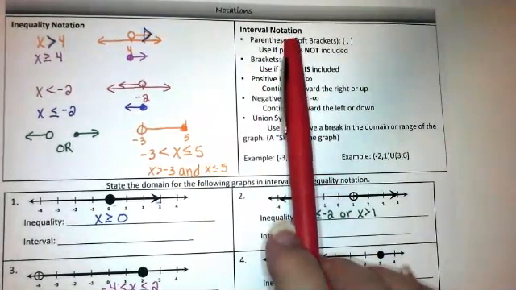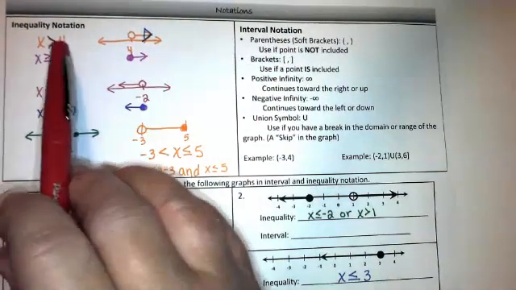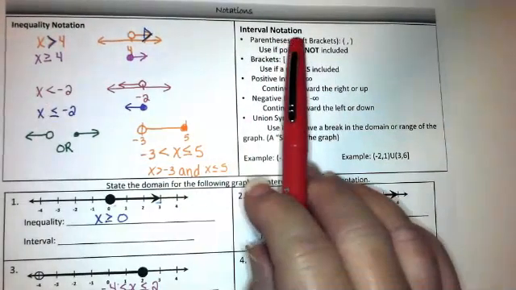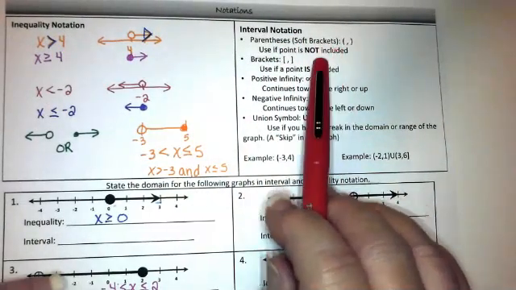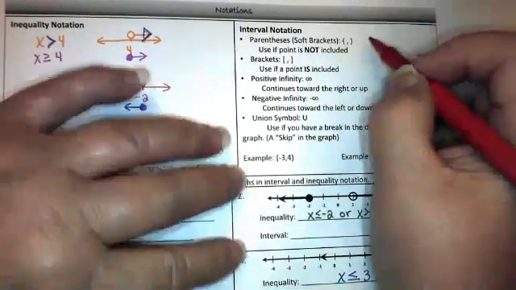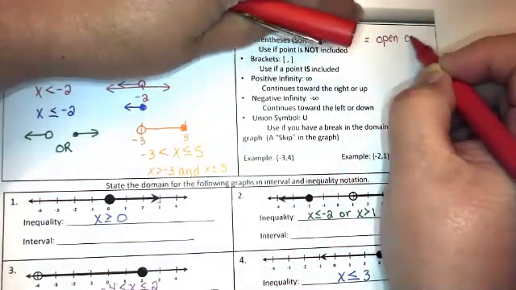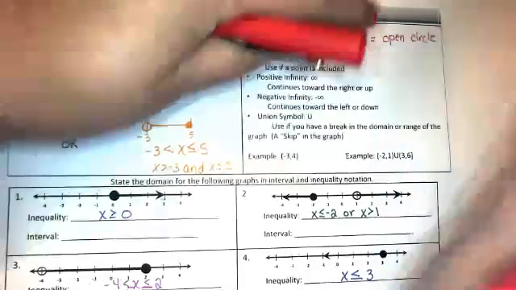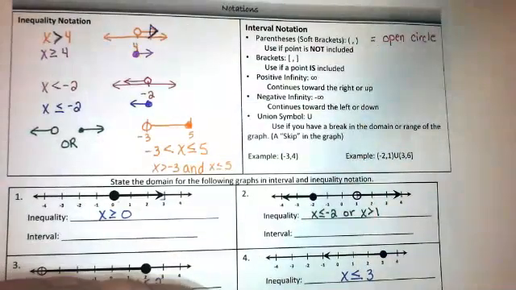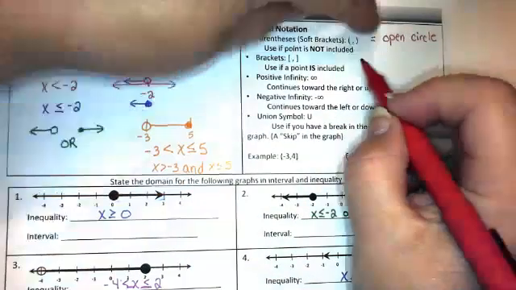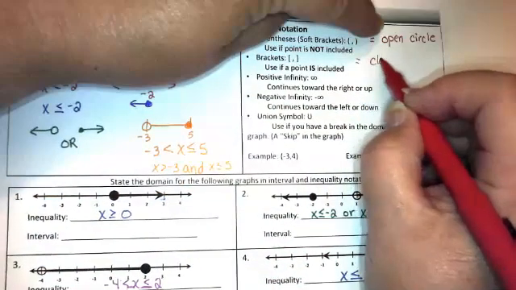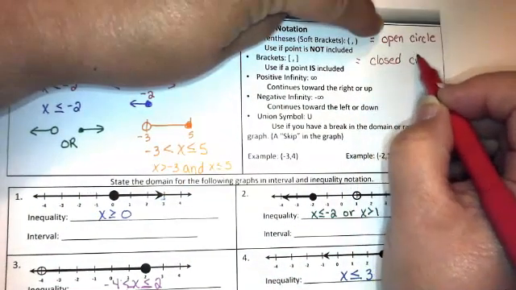Let's talk about interval notation, because this one's kind of cool. In interval notation, instead of using the greater than, less than symbols, we use parentheses. Now, parentheses is equivalent to an open circle. So if the point is not included, we use parentheses. Brackets is if it is included. So brackets equal a closed circle.